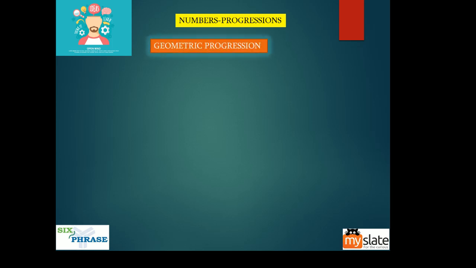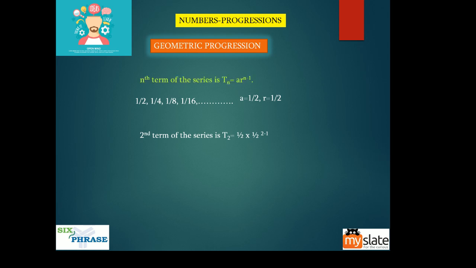Just like how you found the nth term and the sum of terms, similarly for geometric progression you will have to find the nth term and the sum of terms. The nth term formula is Tn equals a r to the power n minus 1. Let us take this series, and you want to find the second term. What will you do? T2 is equal to a, which is half, so I've substituted half. R, what is r?